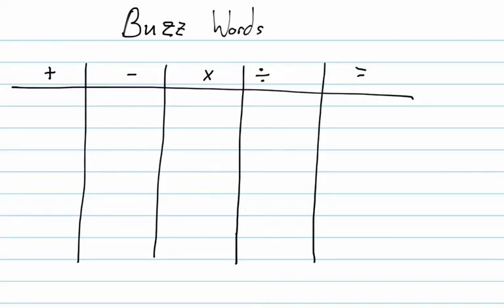What are some of them? What words do we use for that symbol right there? Don't overthink it. Plus, right? What else? Add. Sum, yeah. So the word sum is the result of addition.